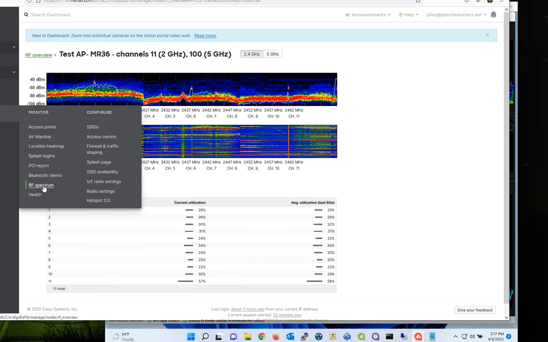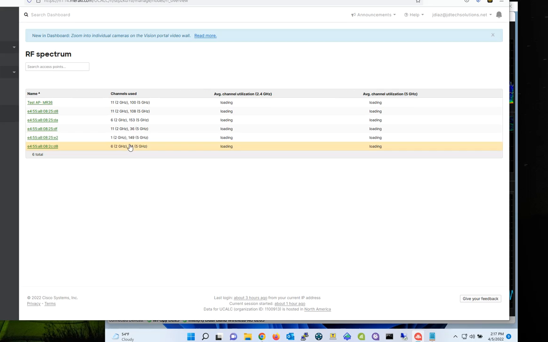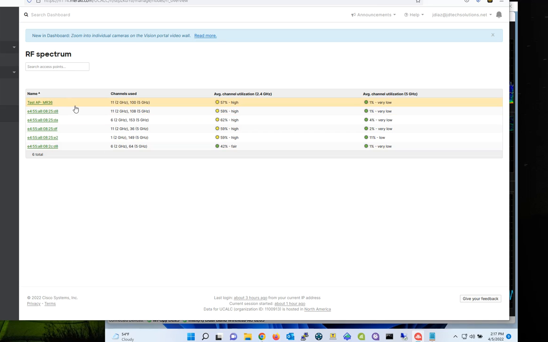So the first thing that I would like you to do is if you go to wireless, RF spectrum, once you are here, it is going to show you all the access points in your network, and it's going to give you an average channel utilization depending on the access point.